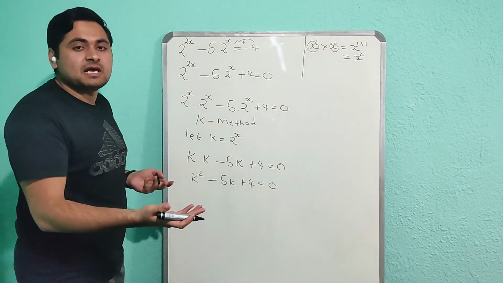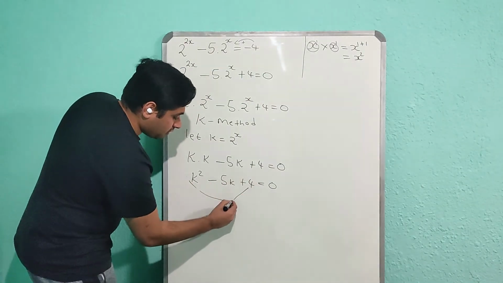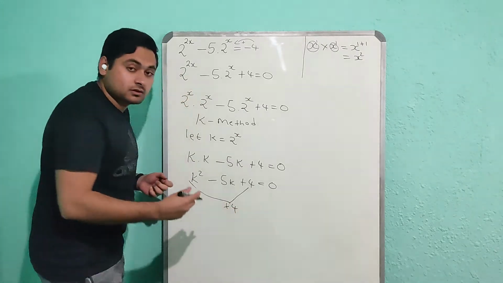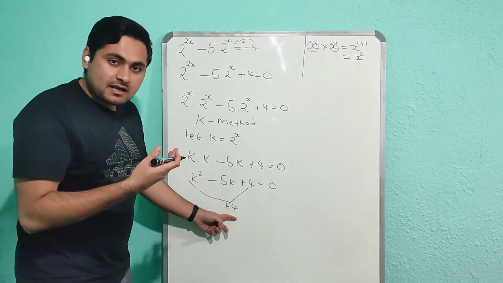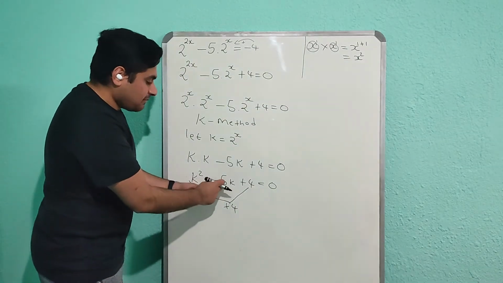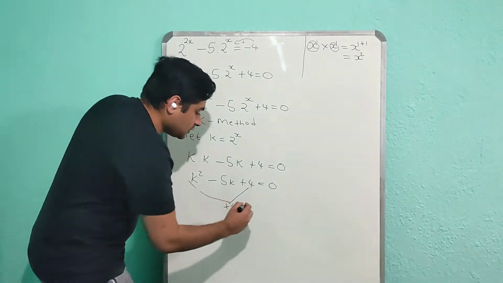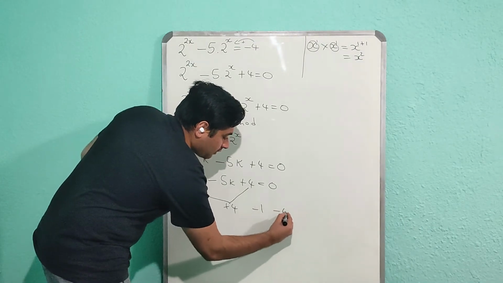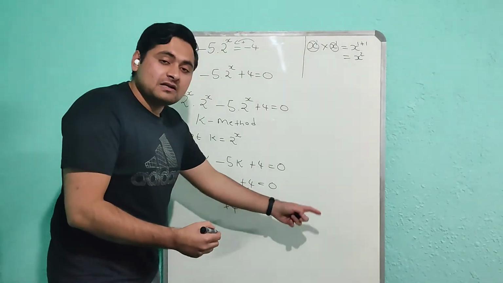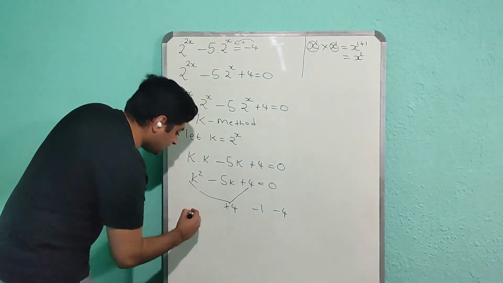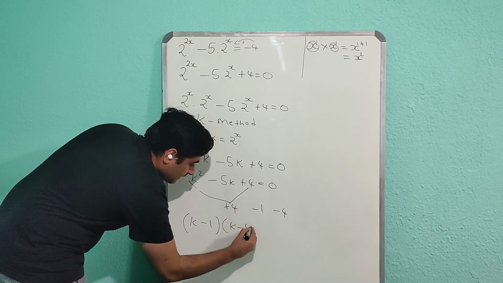Now from here, we simply have our factorization, right? So we got 1 times 4, we get a positive 4. Now we need to look for factors of 4 such that when we add them, we get minus 5, but when we multiply, we get a positive 4. So what are those two factors? We know those two factors are negative 1 and negative 4. Why? Because negative 1 times negative 4 will give you positive 4, and negative 1 plus negative 4 gives you negative 5. So hence the two factors are k minus 1 and k minus 4.